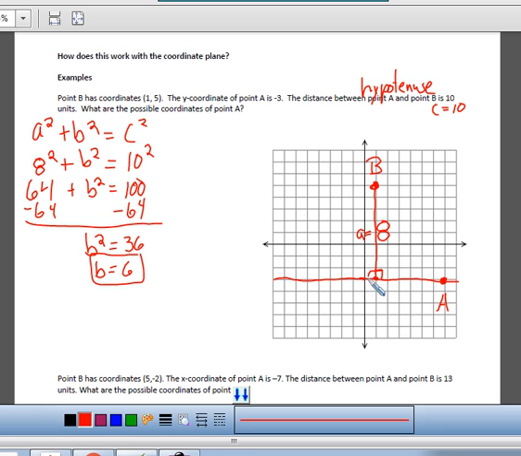Or I could have a right triangle going the other way. So I count 6 spaces going the other way. 1, 2, 3, 4, 5, 6. Notice the question says, what are the possible coordinates of point A? And there's two possibilities. So I'm going to connect B to this one and B to this one. Essentially, I have the same right triangle, just facing a different way. So A could be this point or this point.